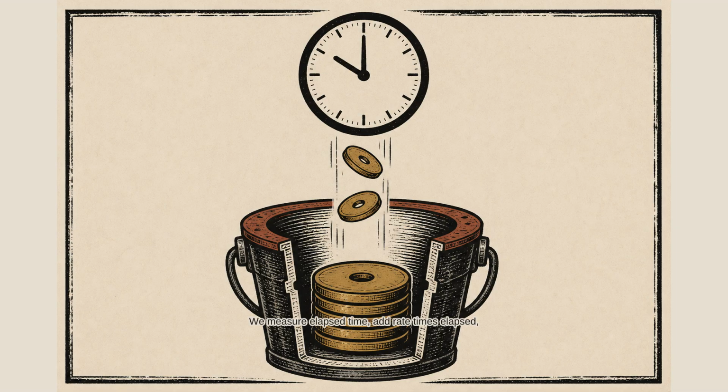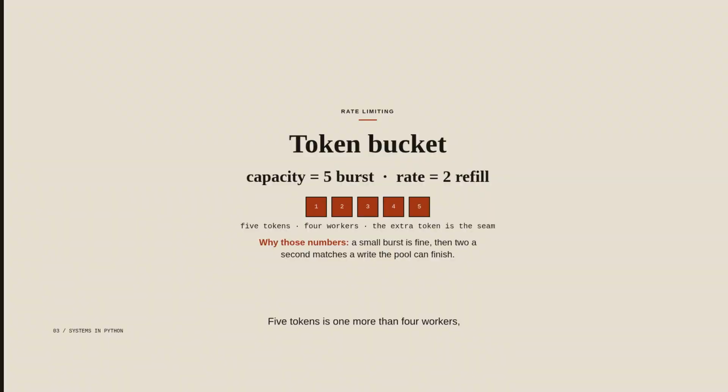We measure elapsed time, add rate times elapsed, and clamp to capacity so unused tokens do not grow forever. That clamp is what stops a quiet hour from becoming an unbounded burst later. 5 tokens is 1 more than 4 workers, and that extra token is the seam. A small burst is fine. Then 2 a second matches a write the pool can finish.